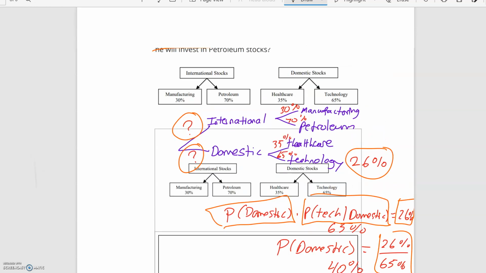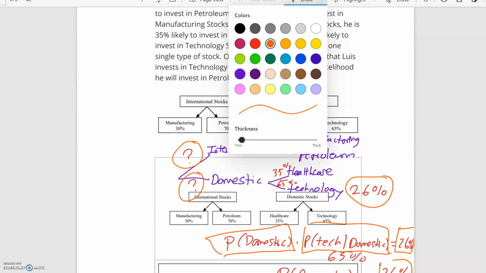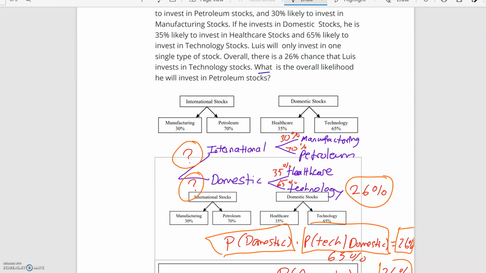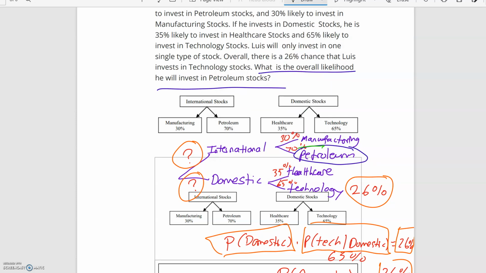You might be wondering, well, okay, great. Why do we need that? Because what are they asking? They're asking here, let's see if I can change my color to blue or purple. What is the overall likelihood he will invest in petroleum stocks? Remember, there's only one petroleum right there, right? Actually, I need a different color. Let's go bright green. So I need to figure out what that probability is. To do that, I need the probability of international and multiply that by 70%, and boom, I'm done.